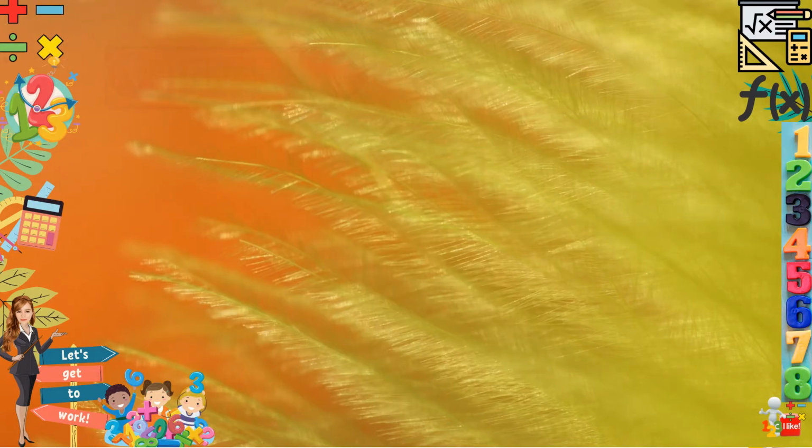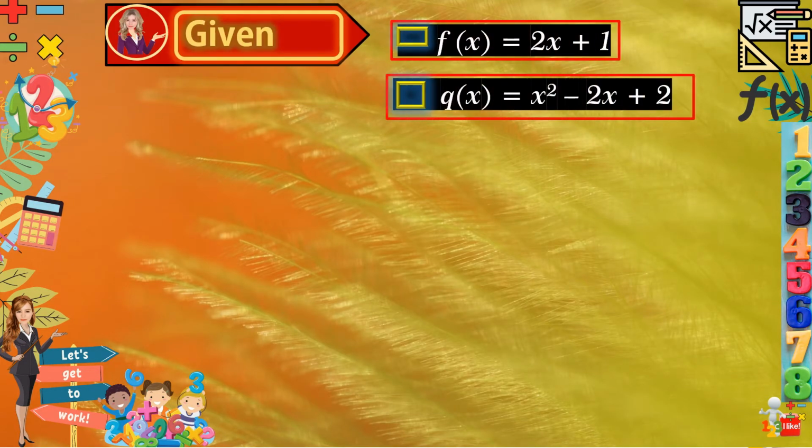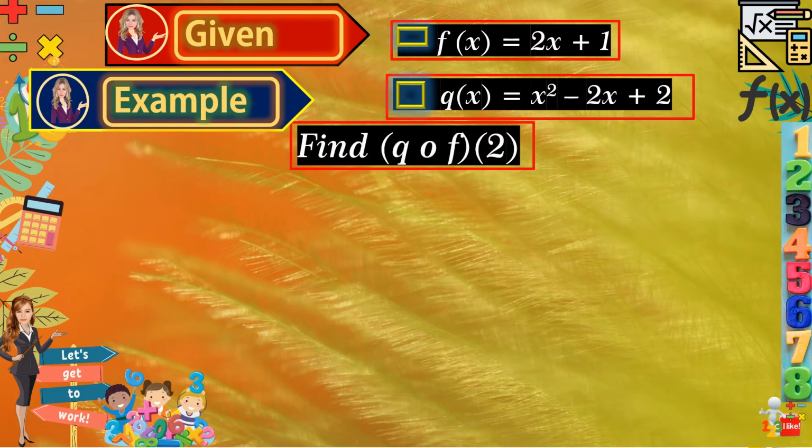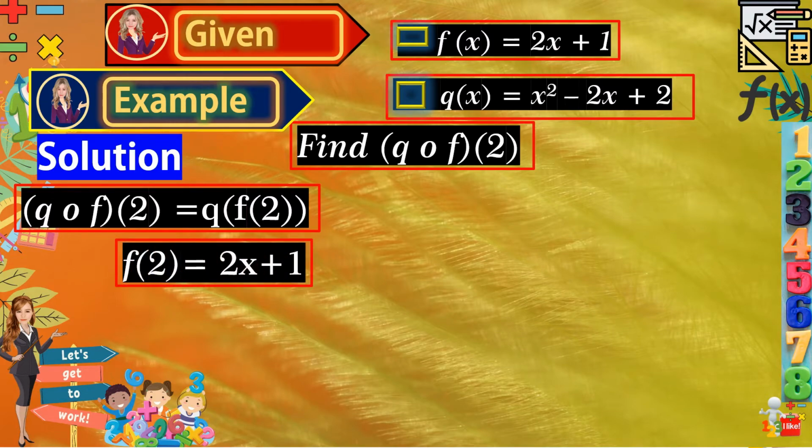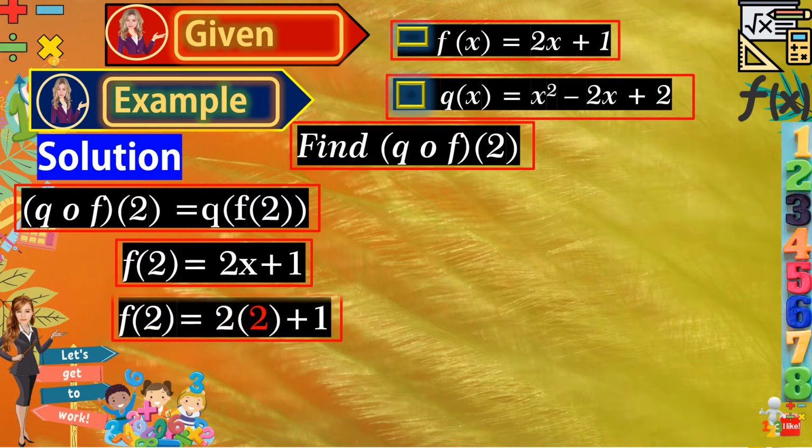How do you find q composed of f of 2? Meaning, the domain of f is 2, then the domain of q is f of 2. Now, first step, let us find first the f of 2. Using the given value for f, which is 2x plus 1, substitute your x here by 2. So we have 2 times 2 plus 1. Simplifying gives us f of 2 equals 5.